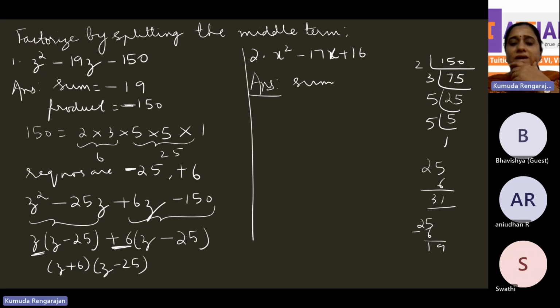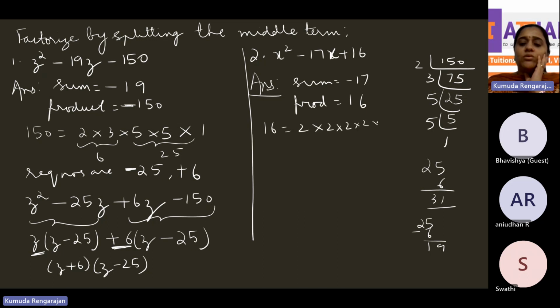So sum is equal to minus 17. Product is equal to plus 16. So 16 is equal to 2 into 2 into 2 into 2 into 1, right? So here the numbers are 16 and 1. 16 and 1 only can give you 17. 16 and 1 are the numbers. 16 plus 1 is 17.